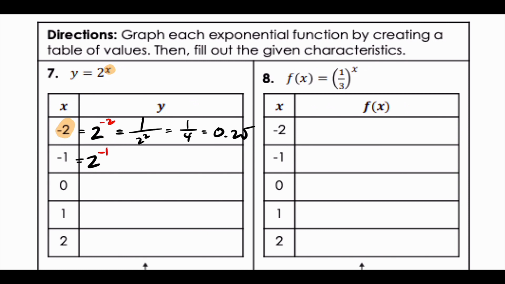Next one, -1. A -1 power means move it to the bottom. Two to the first power is just 2, so 1/2, which is the same thing as half. Okay. I'm going to highlight my dots, because these are all dots that I'm going to make on the graph in a second. 0, plug in 0.